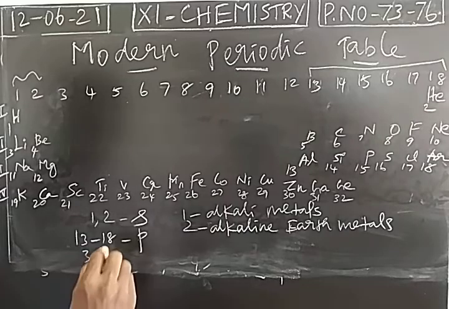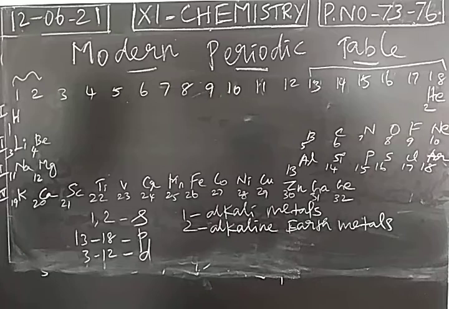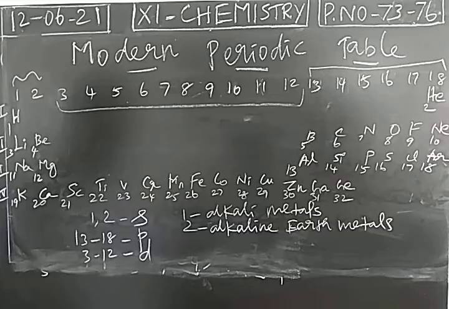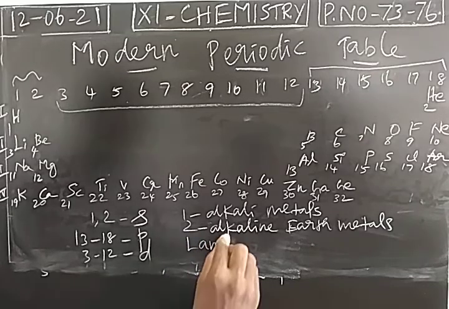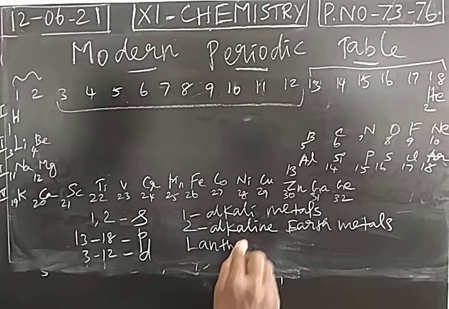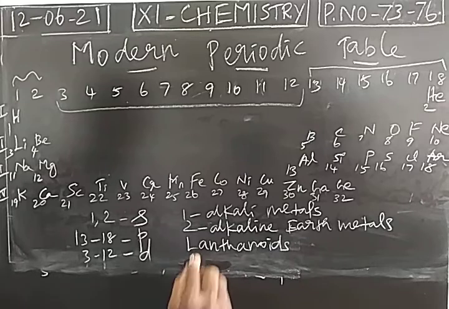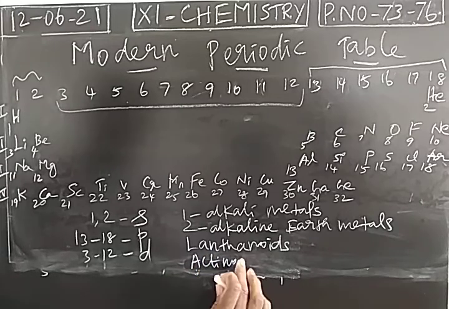Then group numbers 3 to 12 are called d block elements. D block elements are transition elements. At the bottom of the modern periodic table, you can check your book, page number 74, two series will be present. They are called the lanthanides and actinides. They are called f block elements. So at the bottom of the modern periodic table, we have two periods, lanthanides and actinides.